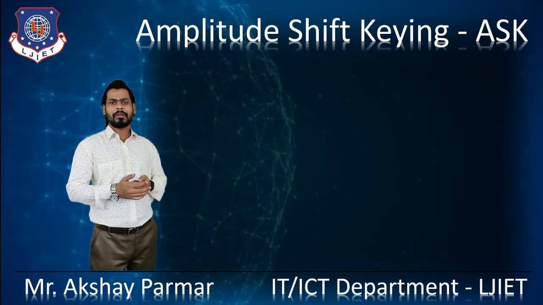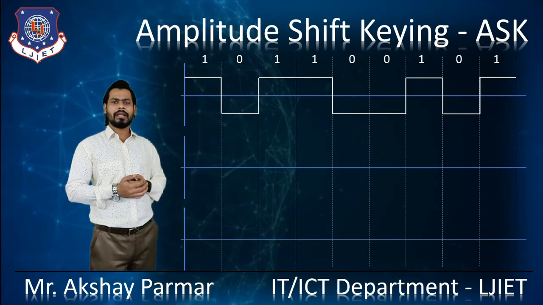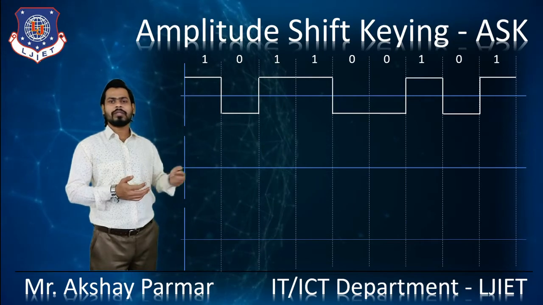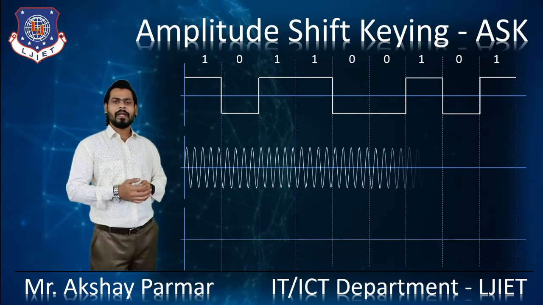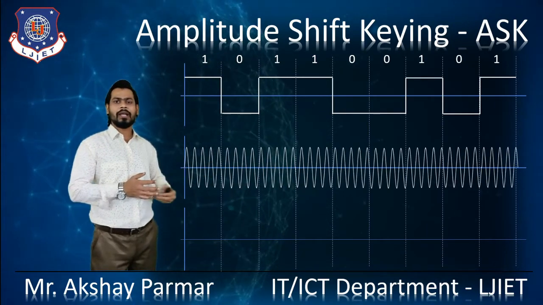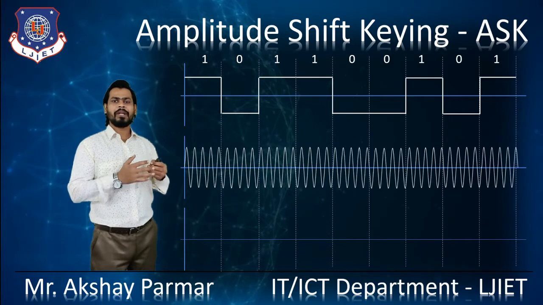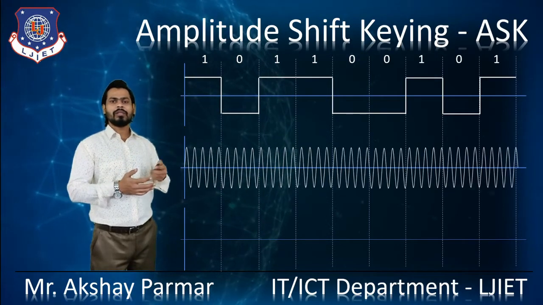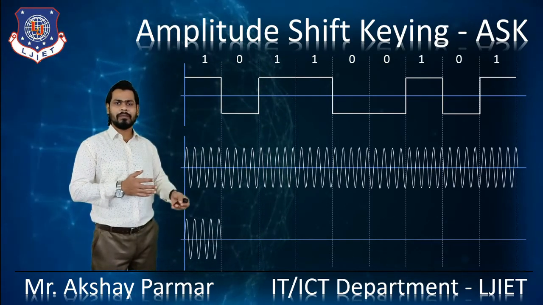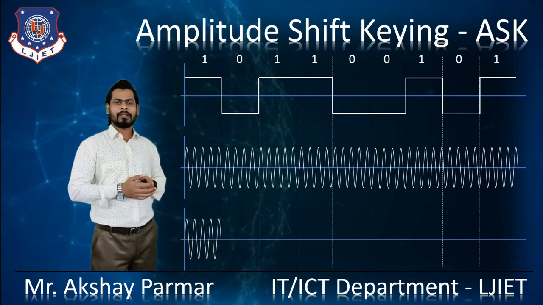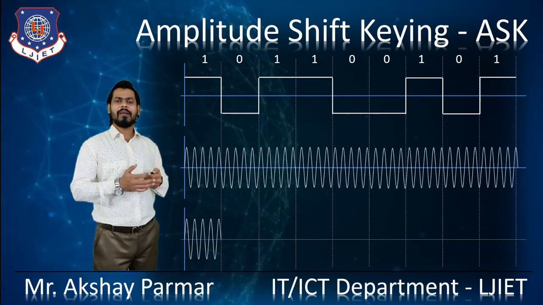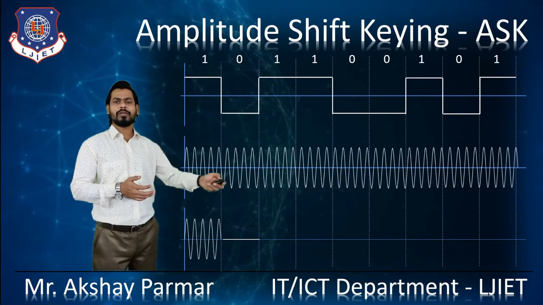Let's see one example. Here we have taken a bit sequence 101100101. This is the carrier signal that we are going to represent. After changing its amplitude, we get the digital data in analog form. To represent bit 1, the carrier remains the same, so we get the same analog signal. After that the bit 0 comes. To represent bit 0, we change the amplitude to the 0 level.